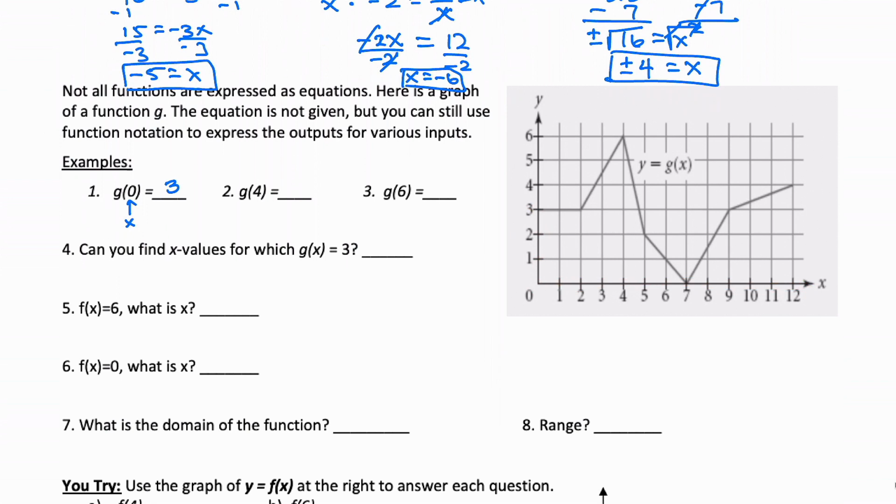Let's try that again. Here they're telling you what's g of 4. Well, when they tell you g of 4, that means your x value is 4. Well, here's my x values, and here's the x value of 4, and I'm going to go up until I hit the graph. G of 4 must be 6.